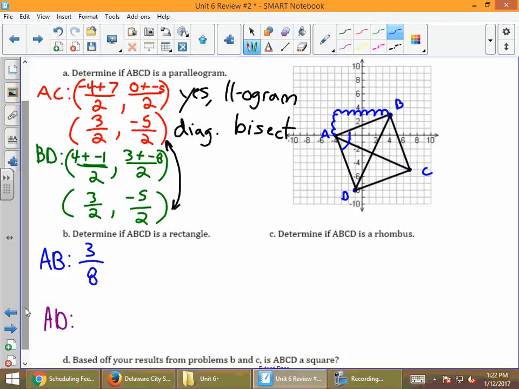Let's figure out what AD is. I'm going to start left to right. How do I get from A to D? What do I need to do? Go down. 1, 2, 3, 4, 5, 6, 7, 8. Because I went down, what happens to that sign? Negative. Negative 8 over 1. Hey, what do you notice about these slopes? They're perpendicular. Opposite reciprocals. One's positive, one's negative, and they are flipped. That's the reciprocal part. So is this a rectangle? Yes, all right, it's a rectangle.